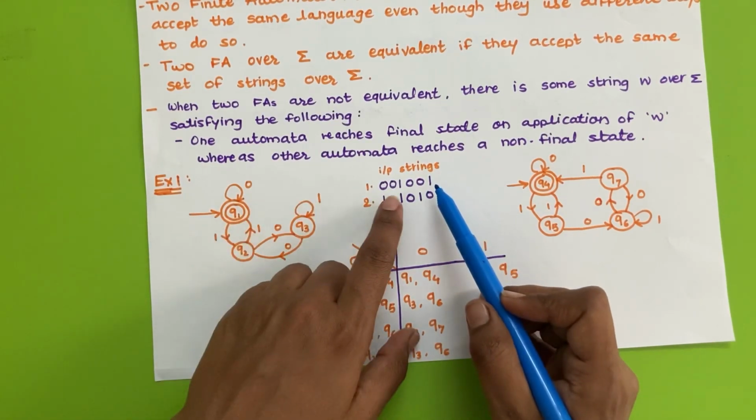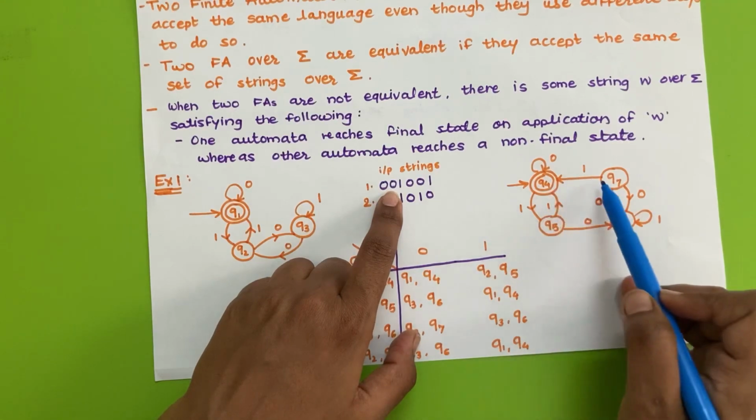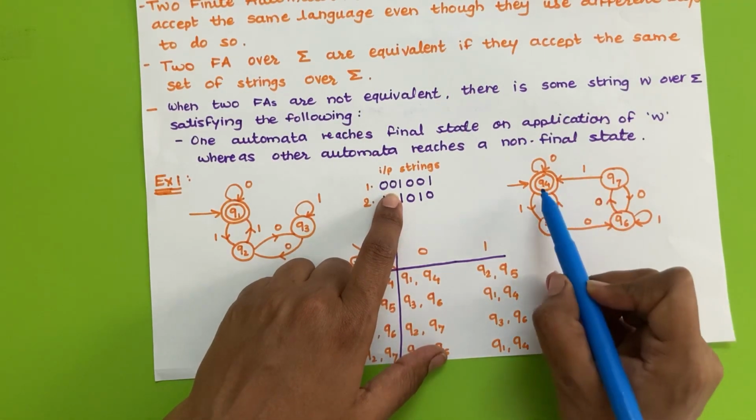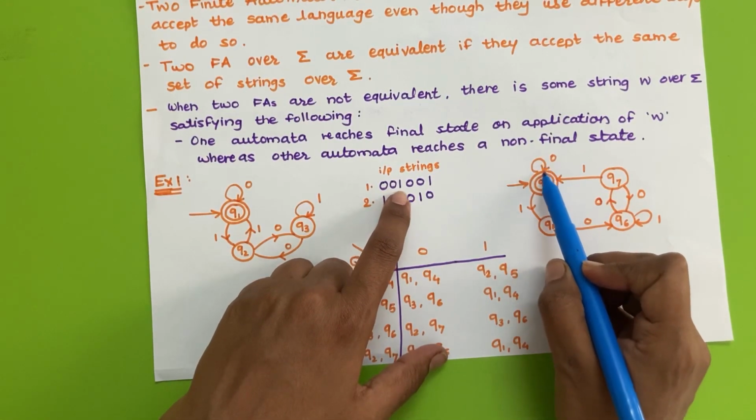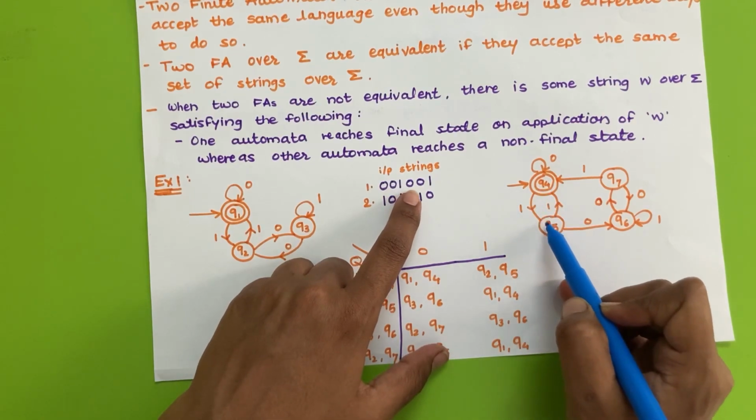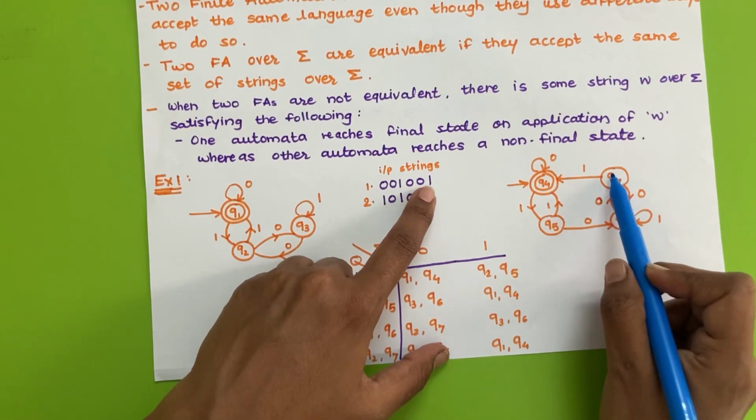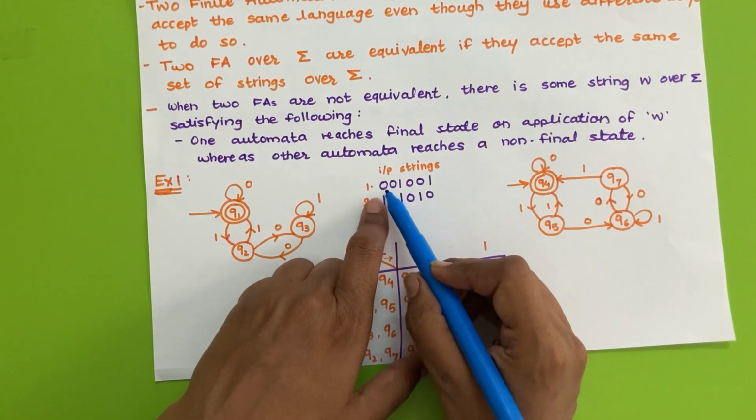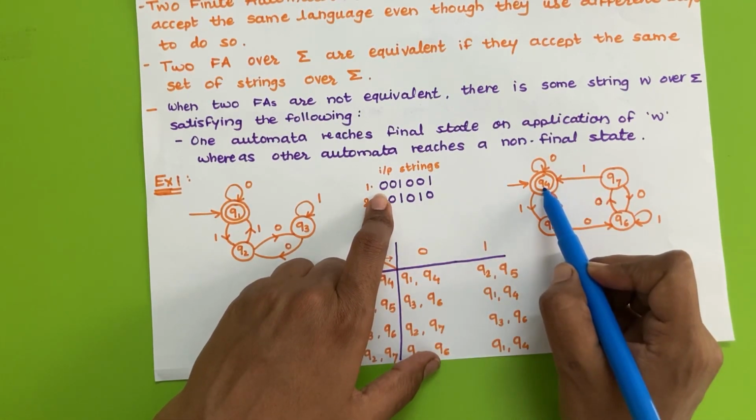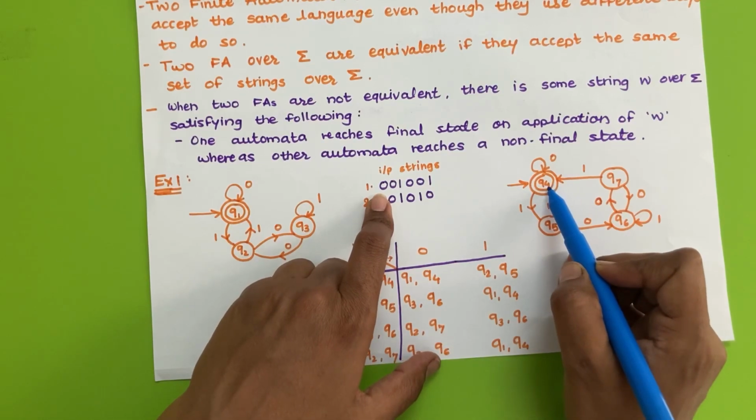Okay, so the same string we are inputting for this FA. So 0, 0, then 1, then 0, then 0, and then 1. After reading this whole string, we are going to state Q4, and Q4 is again a final state.